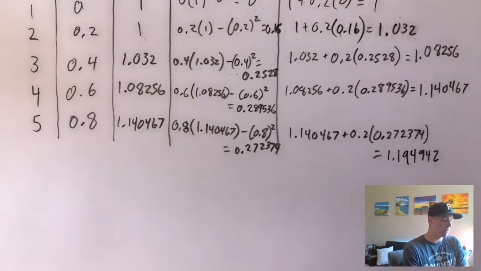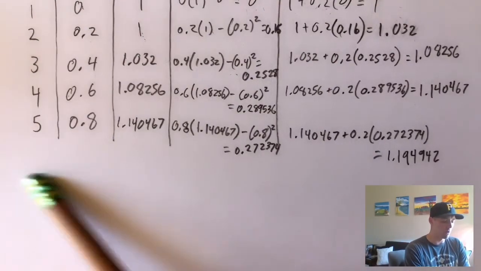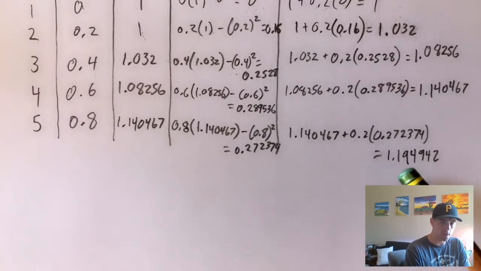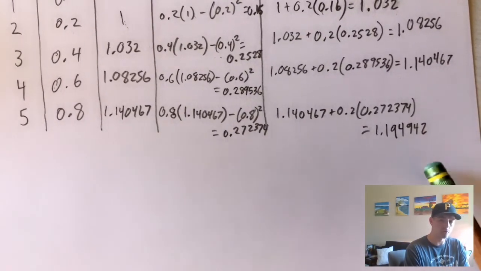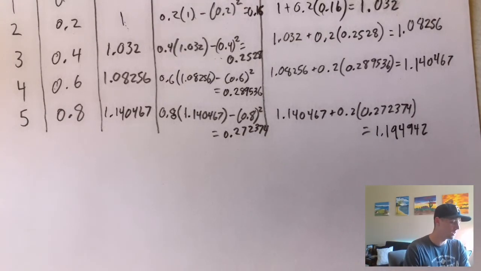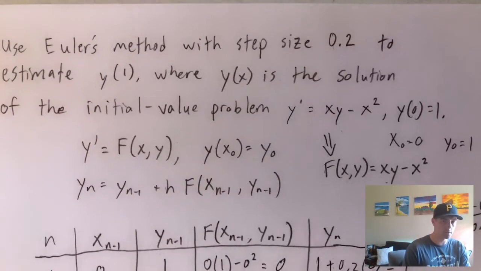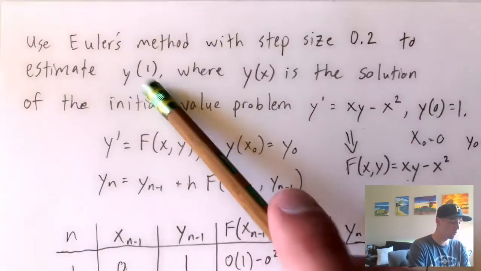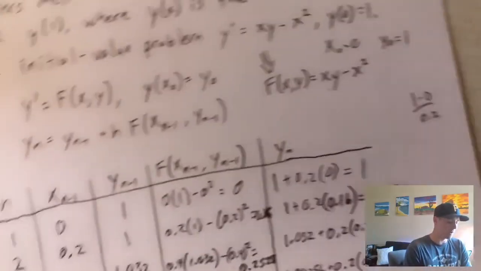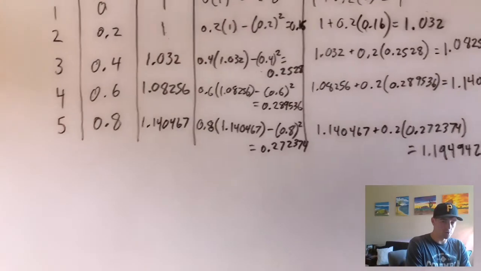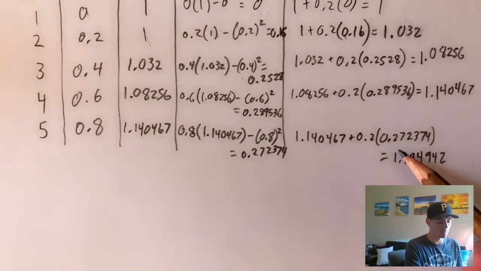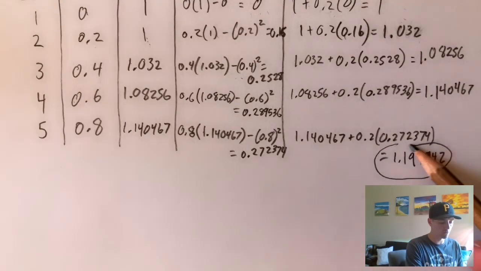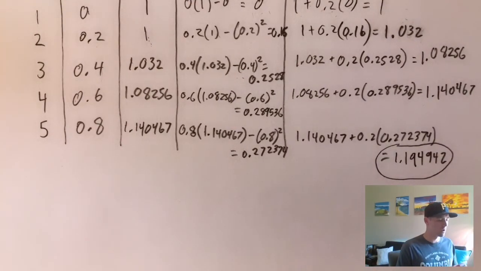After we iterate through this process all the way up to n equals 5, we end up getting in our y sub n column 1.194942. And that should be the answer that they wanted us to find, because that should estimate y of 1, based on the fact that we figured out we have to get up to n equals 5 in order to reach the point we were estimating. So this should be the answer that we're going for here, our estimate of the solution to this initial value problem that they gave us.